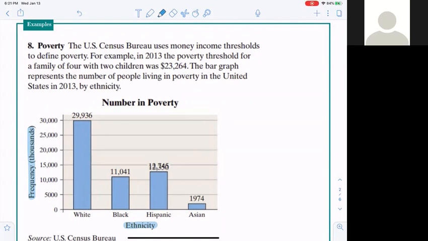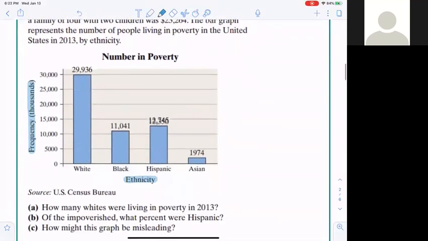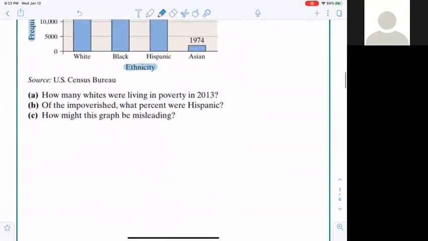So the Census Bureau uses money income thresholds to define poverty. So each year they have a poverty threshold. So in 2013, for a family of 4 with 2 children, it was 23,264. And the bar graph represents the number of people living in poverty in the United States in 2013 by ethnicity. Just by looking at the graph, we can answer a few questions.